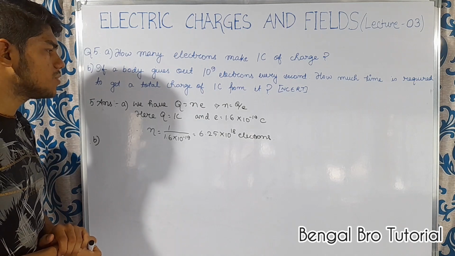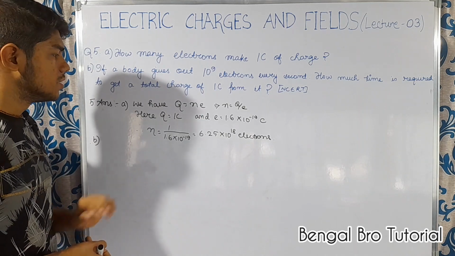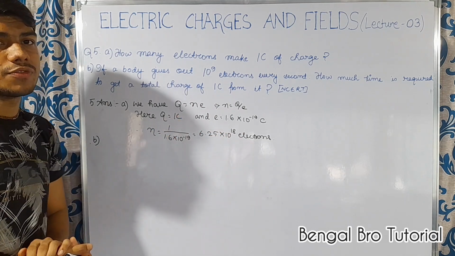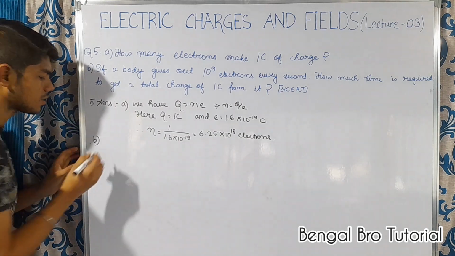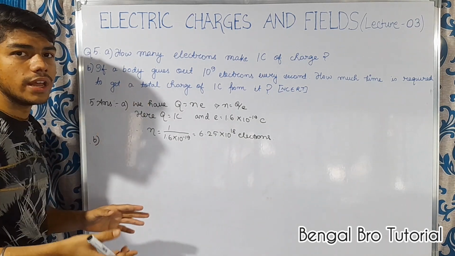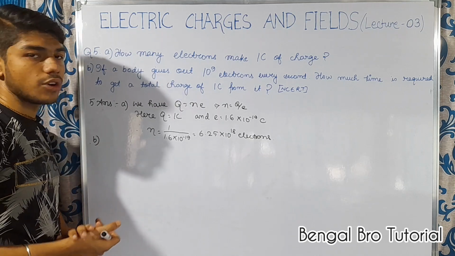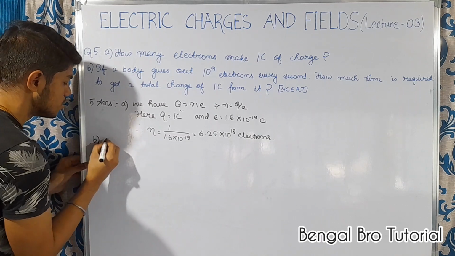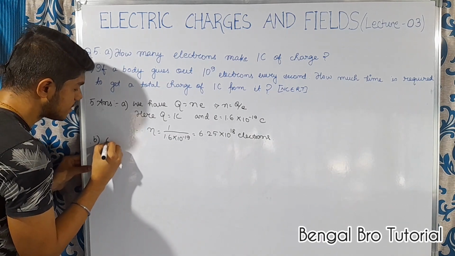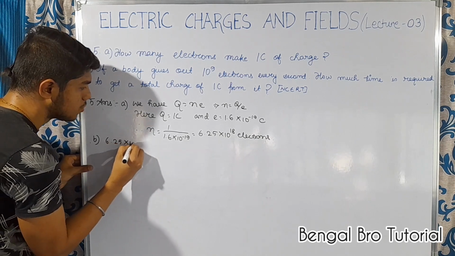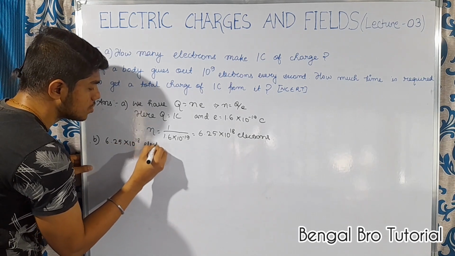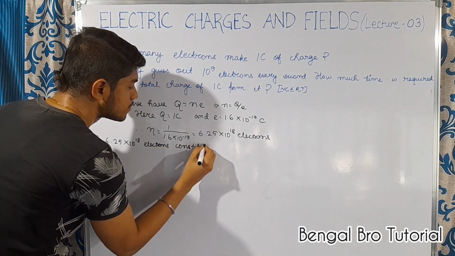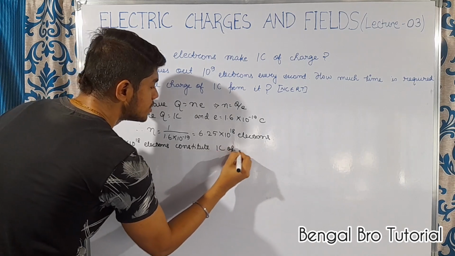See, from the first part of the question, we have calculated that 6.25 into 10 to the power 18 electrons constitute 1 coulomb of charge. That means here we have to calculate how much time will be taken for the body to eject 6.25 into 10 to the power 18 electrons. So let's begin in this way: 6.25 into 10 to the power 18 electrons constitute 1 coulomb of charge.